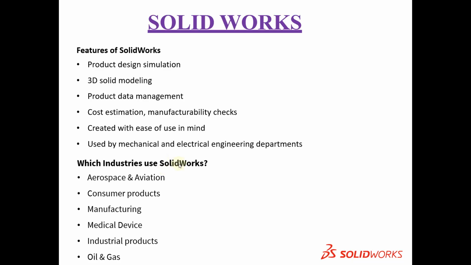Which types of industries use SolidWorks? We have aerospace, aviation, consumer products, manufacturing, medical devices, industrial products, and the oil and gas industry. In oil and gas, we do the designing of pipes and carriers of oil, and how the gas is being transported. So it mainly deals with piping design, rig design, etc. Almost all types of industries make use of SolidWorks software. So it is a very popular software.